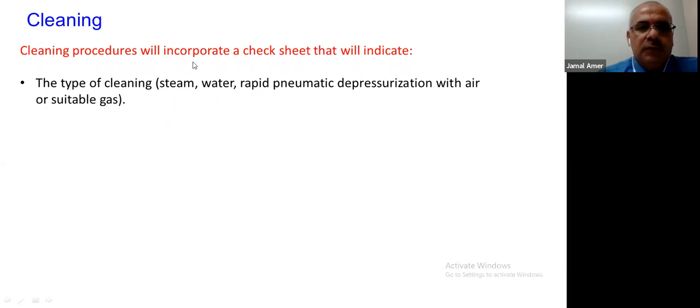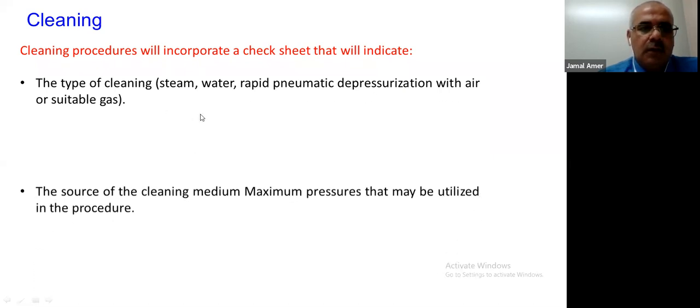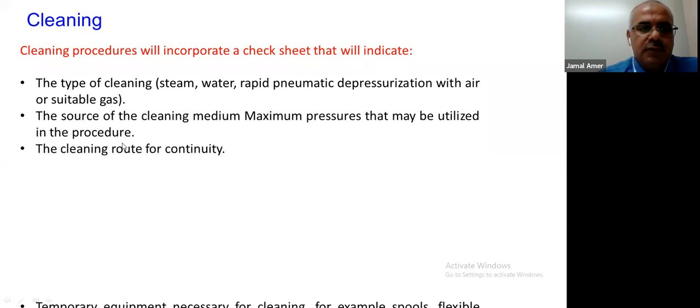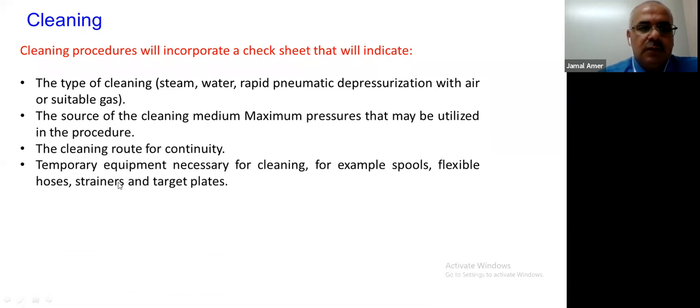So the cleaning procedure will incorporate a check sheet that will indicate the type of cleaning system: steam, water, rapid pneumatic depressurization with air or suitable gases. The source of cleaning medium, maximum pressure that may be utilized in the procedure, the cleaning route and continuity, temporary equipment necessary for cleaning, for example, spools, flexible hoses, strainers, and target blades.